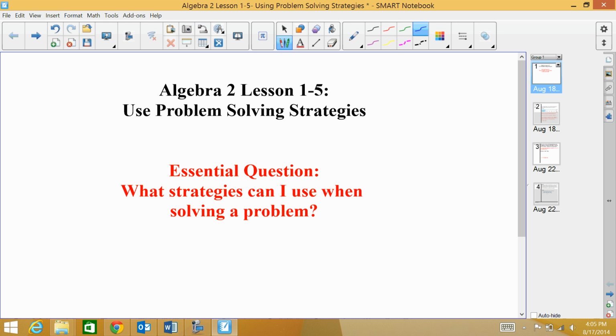Today we're going to talk about section 1.5, using problem-solving strategies. You should be able to answer the question, what strategies can I use when solving a problem by the time we get finished with the lesson? So you should have a few ways that you can start with solving problems in this class.